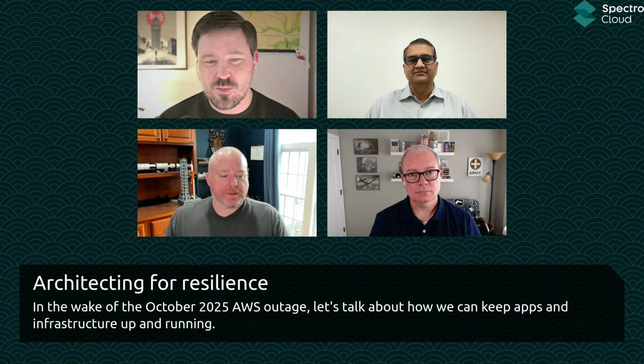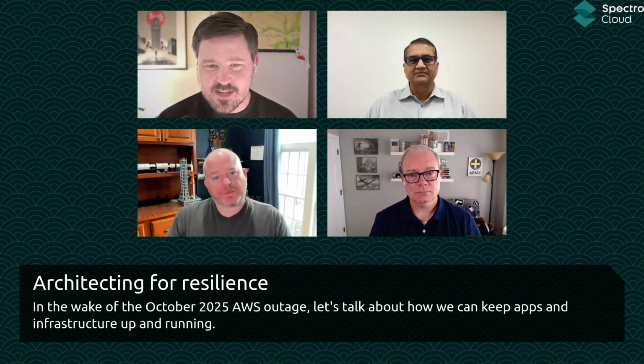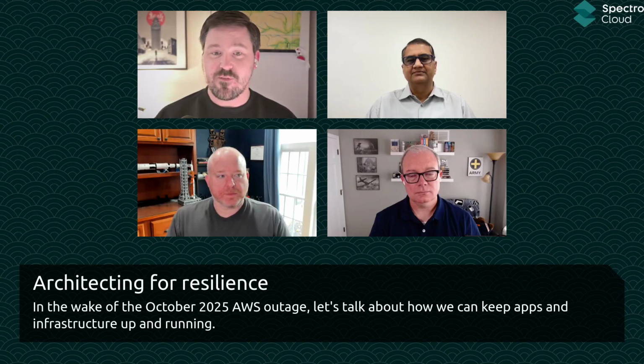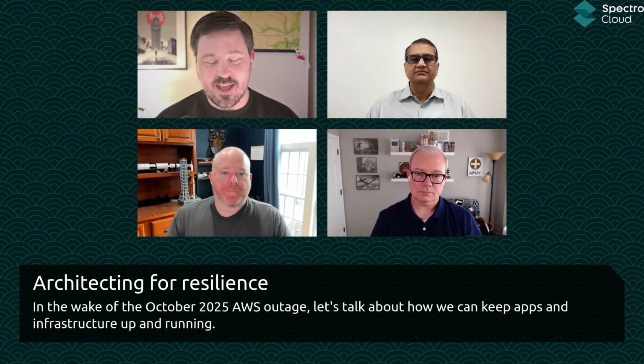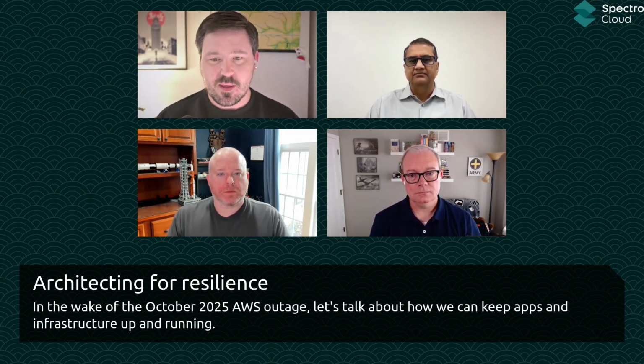On Monday this week, just a couple of days before we're filming this, AWS had probably its biggest outage in 5 years, and lots of stuff fell off the internet. We figured, since we are a cloud native company, we would be very well placed to talk about what to do to deal with this kind of situation and how we can keep apps and infrastructure up and running.